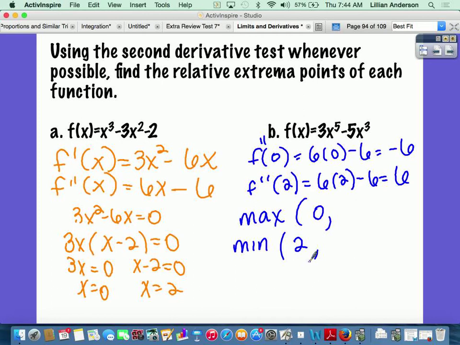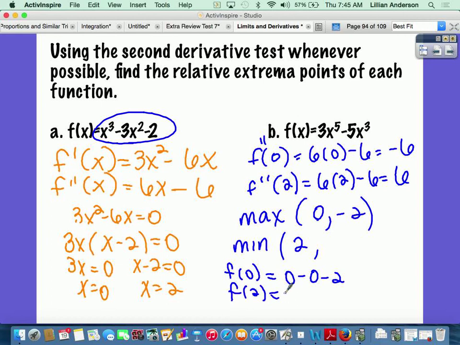So, all I have to do is figure out the corresponding y value that goes along with those particular points. Basically, I take 0 and plug it back into my original function to find the corresponding y value. Okay? So f of 0 equals 0 minus 0 minus 2. So I have a maximum at 0, negative 2.